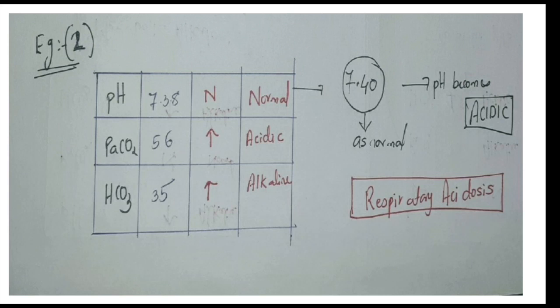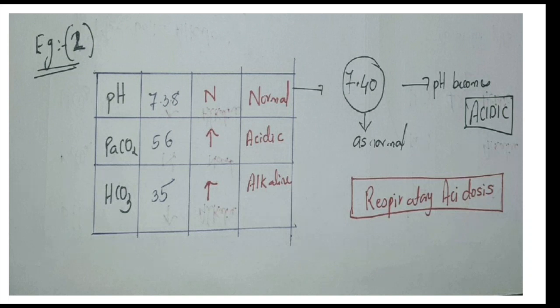Here you can see pH is 7.38. It is normal. PCO2 is 56. It is high, so it is acidic. HCO3 is again high. Normal HCO3 was 22 to 26. Here it is 35, so it is high. If HCO3 is high, we say it is alkaline. So now, how can we identify whether it is acidosis or alkalosis?